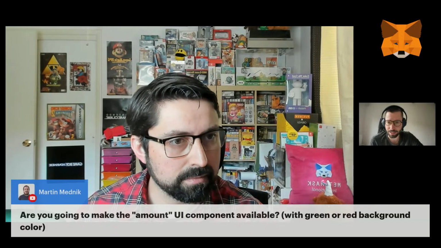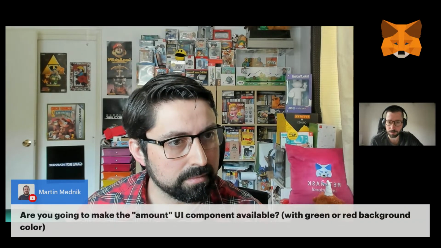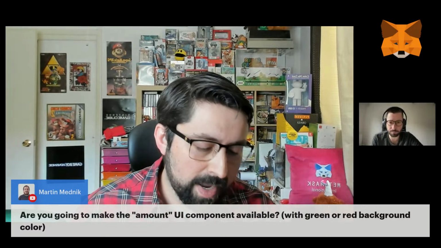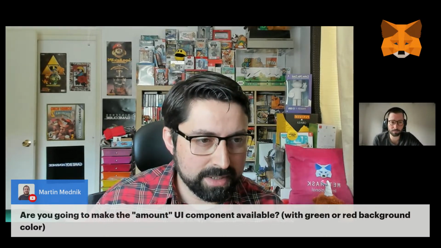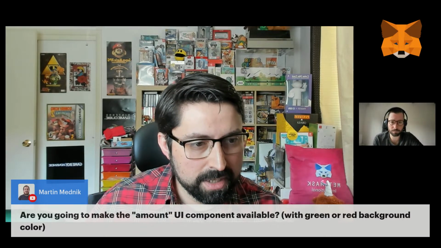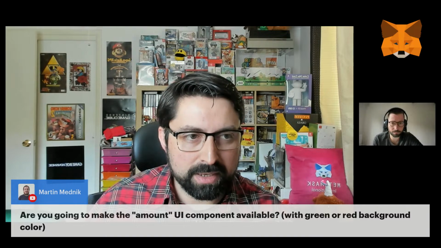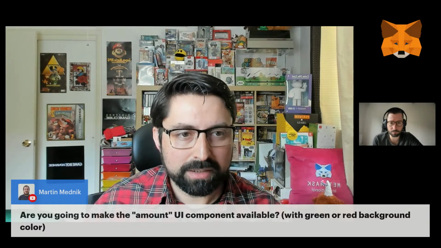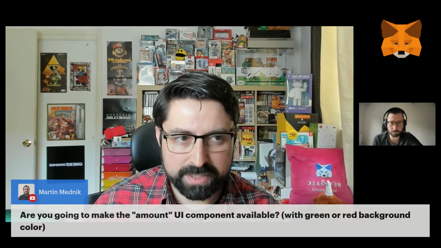I actually have a couple of questions in the chat from Martin here. Are you going to make the amount UI components available with green and red background colors? Yeah, we're slowly adding all of the different components that are available. We're also adding some basic theming and templating features. So I'll have to get back to you about that specific component, but we do eventually plan to make it possible to build confirmation and swap or DeFi flows in Snaps.